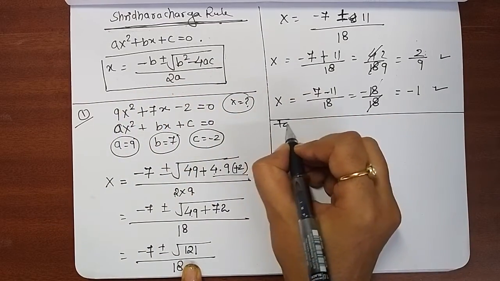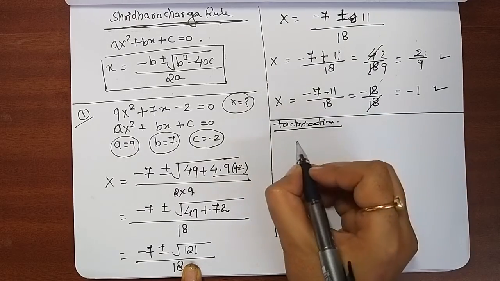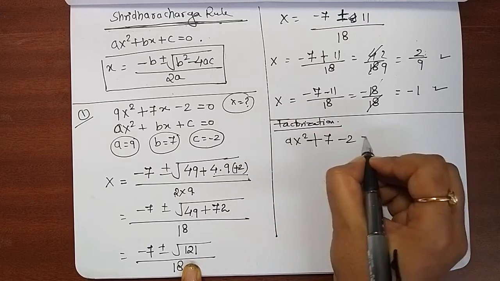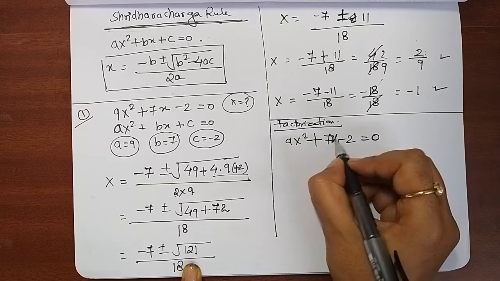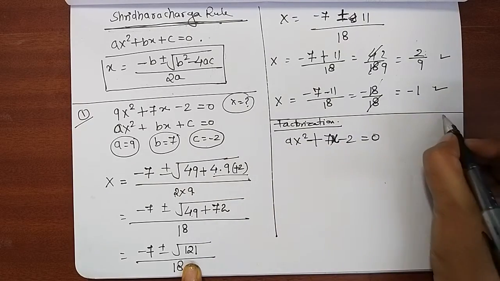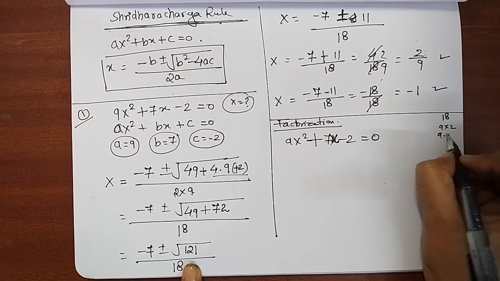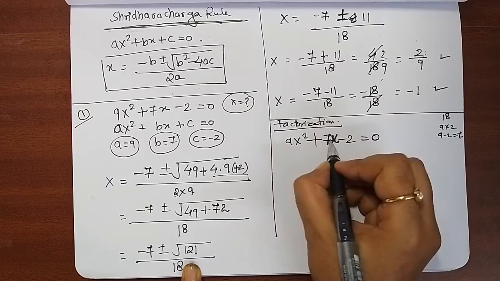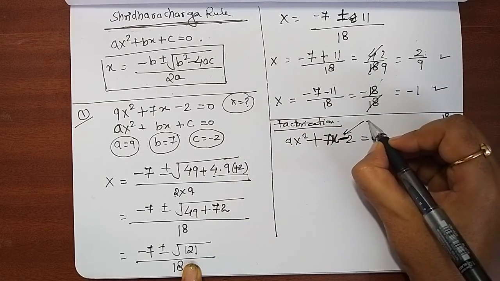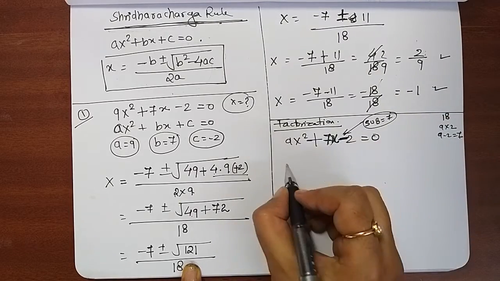Okay, so now I will do the factorization method. So how do we do it? This is 9x square plus 7x minus 2 is 0. How do we factorize? We take the product of these two. 9 2s are 18, and 18 I can split as 9 into 2, because 9 minus 2 I am getting 7, which is my aim, right? This sign is saying that subtraction should be 7, and I am getting it. So I will use it.